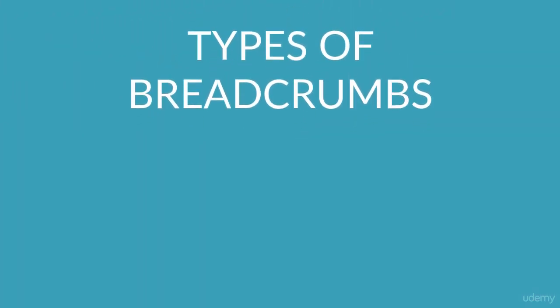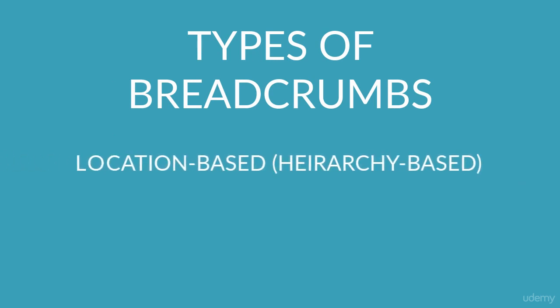First, let's discuss the three different classifications of breadcrumbs. Location-based, often referred to as hierarchy-based, breadcrumbs are most common and display the specific position of a page, or current location, within the site's hierarchical structure. Path breadcrumbs show the logical path the user has taken to get to a particular page or post.